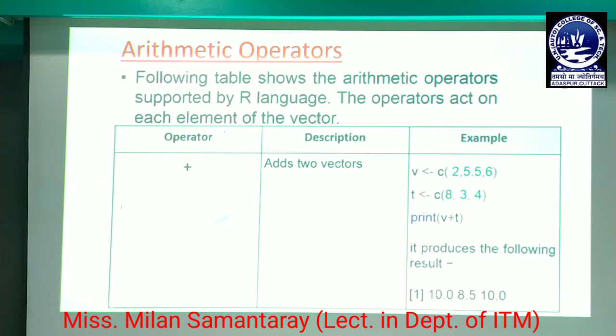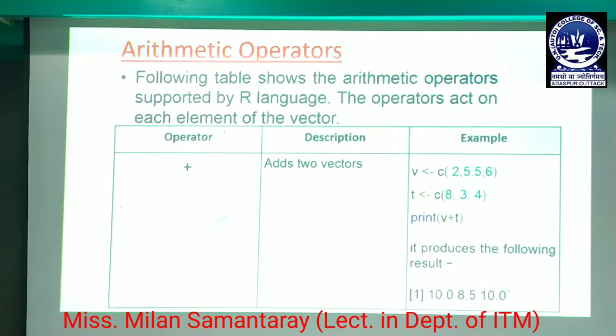The result produced by these instructions is that we add the elements of v with t. It displays 2 plus 8 equals 10, then 5.5 plus 3 equals 8.5, then 6 plus 4 equals 10. So, it displays all in numeric format.